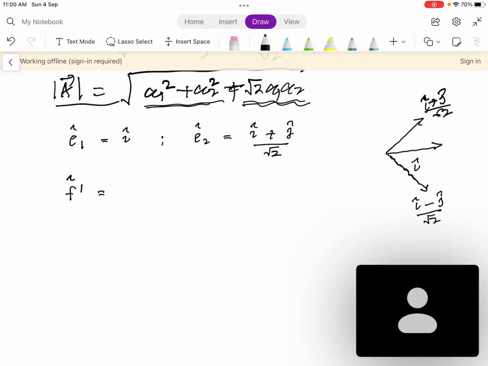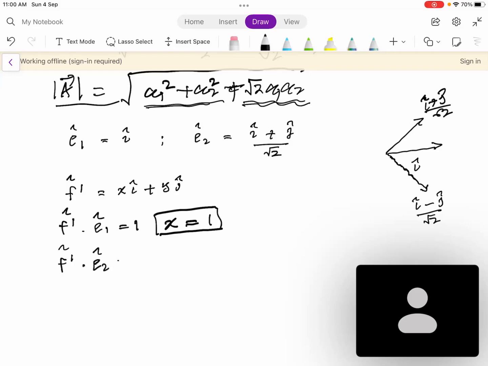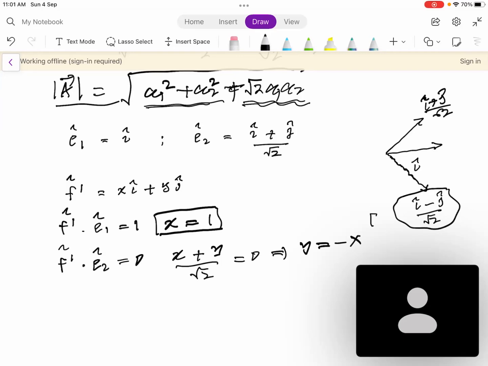Correct? Or you can do something like this also. Let's say your F1, you can write it as x times I plus y times J. Then you demand that F1 dot E1 should be equal to 1. That implies x should be equal to 1. And then F1 dot E2 should be equal to 0. That implies x plus y by root 2 is equal to 0. That means your y should be equal to minus x. So that will tell you this is the F1 cap.